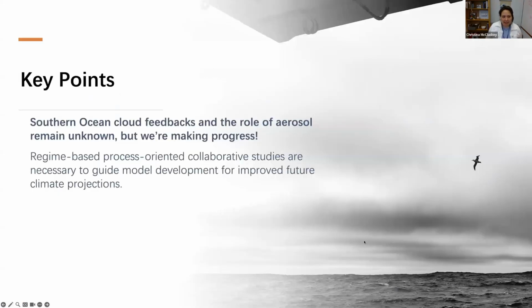One of the things I really hope is a key takeaway from this is that we are still making progress towards understanding what the actual aerosol-cloud feedbacks are of the Southern Ocean. So that's the bold statement here: Southern Ocean cloud feedbacks, and the role of aerosol, remain unknown, but we are making progress through different observations and piecing together these process studies. I also want to highlight the need for this regime-based, process-oriented, and collaborative studies, all these things that we're doing here within CATCH, which are really necessary to guide model development. And that is really needed for our understanding of future climate projections.